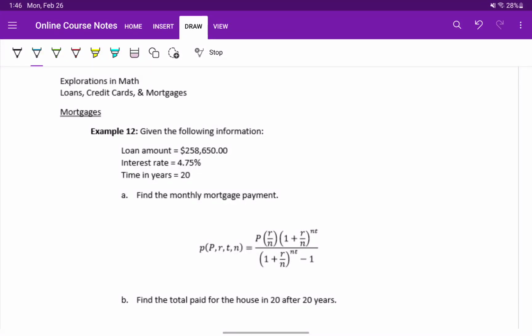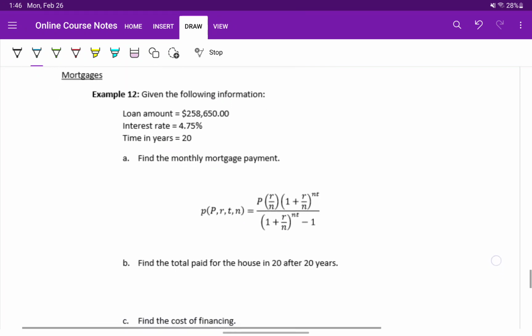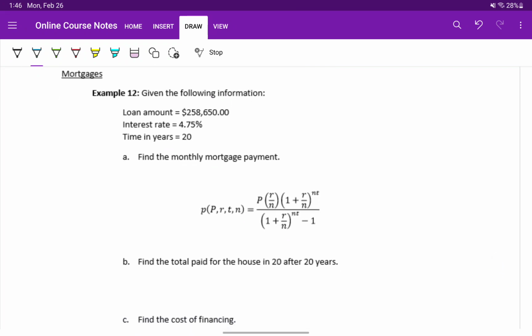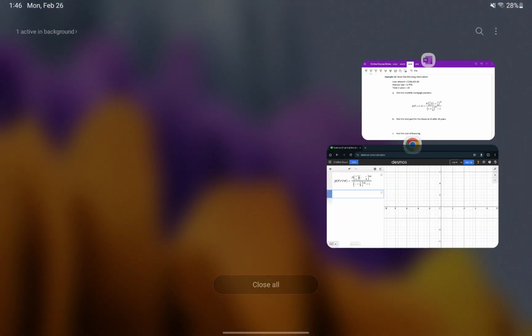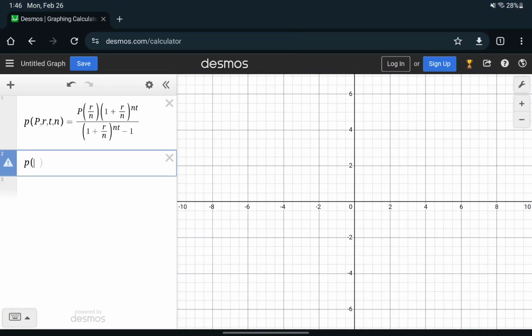The last type of loan we want to talk about is a mortgage or a home loan. In example 12, we have some initial information given: a loan amount, an interest rate, and a length of time for that loan, which can vary. We want to first find the monthly mortgage payment using this formula that we've used previously.